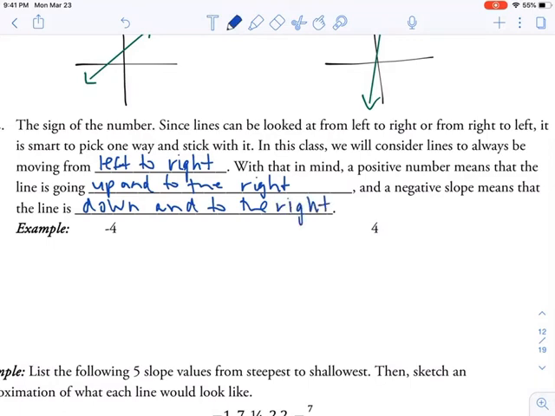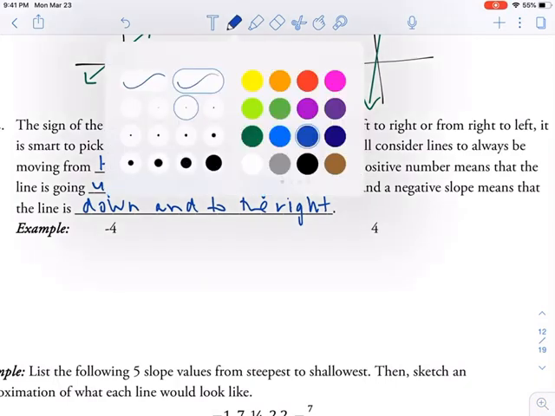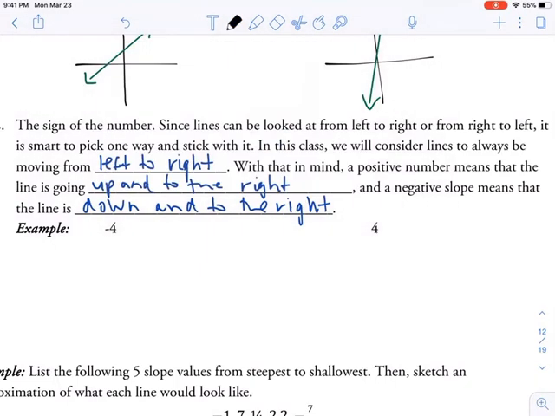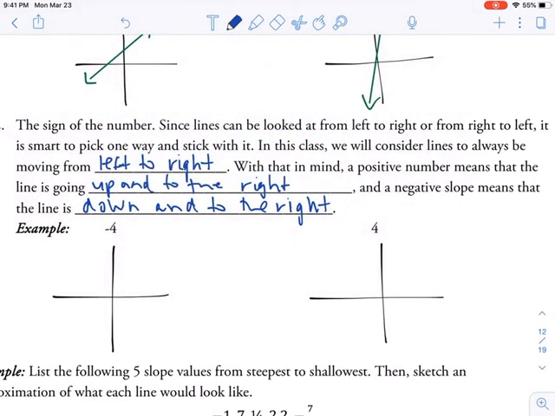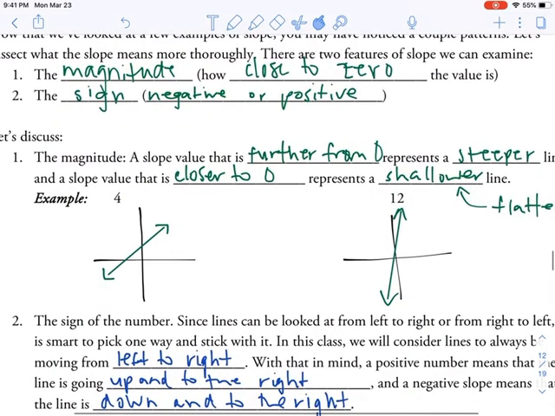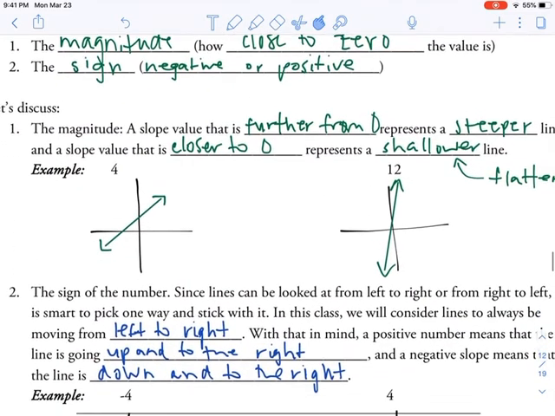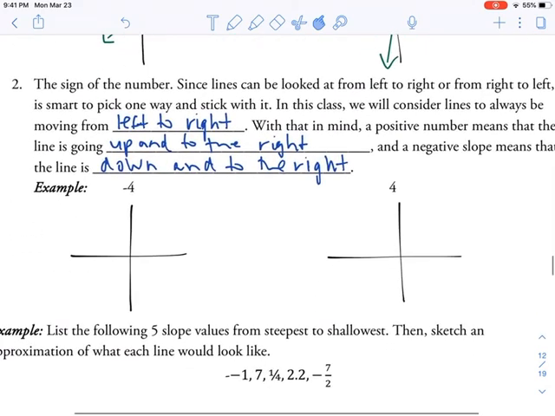There we go. Okay, so again, let's just draw a couple coordinate planes here to do our examples. Again, just rough sketches. They don't have to be any works of art, just to give you an idea of the coordinate plane. So, first example here is -4, and then we are contrasting that with +4. The reason that I picked a positive and negative of the same number is because I don't want us to have to worry about the magnitude. So, I'm not talking about the steepness in this example. I'm just talking about whether it goes up and to the right or down and to the right.